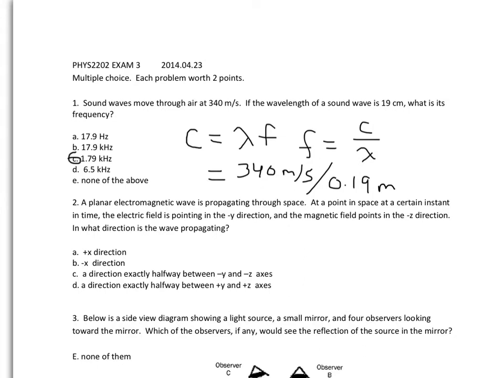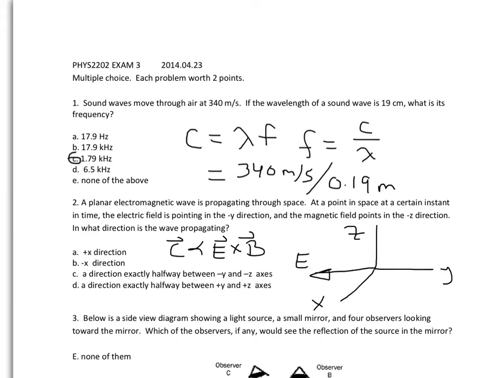The next problem, we have to use the fact that the direction of propagation of a wave is proportional to E cross B. So let's draw some axes here, the X, Y, and Z axes, and point the electric field in the direction of negative Y and the magnetic field in the direction of negative Z. And by looking at this and using the right-hand rule, you can see that the propagation direction must be in the positive X direction.